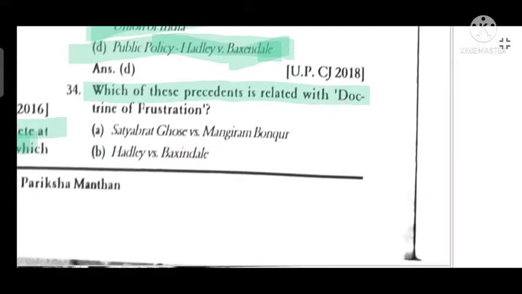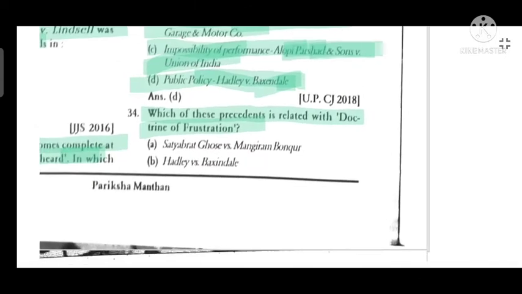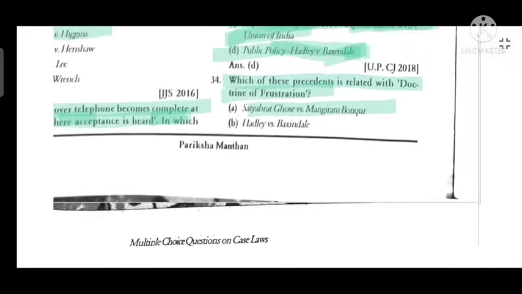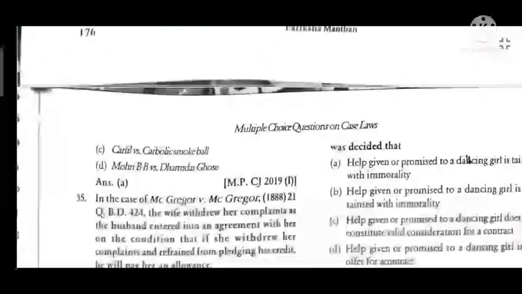Which one is a precedent related to the doctrine of frustration? Satyabrata Ghose versus Mugneeram Bangur.